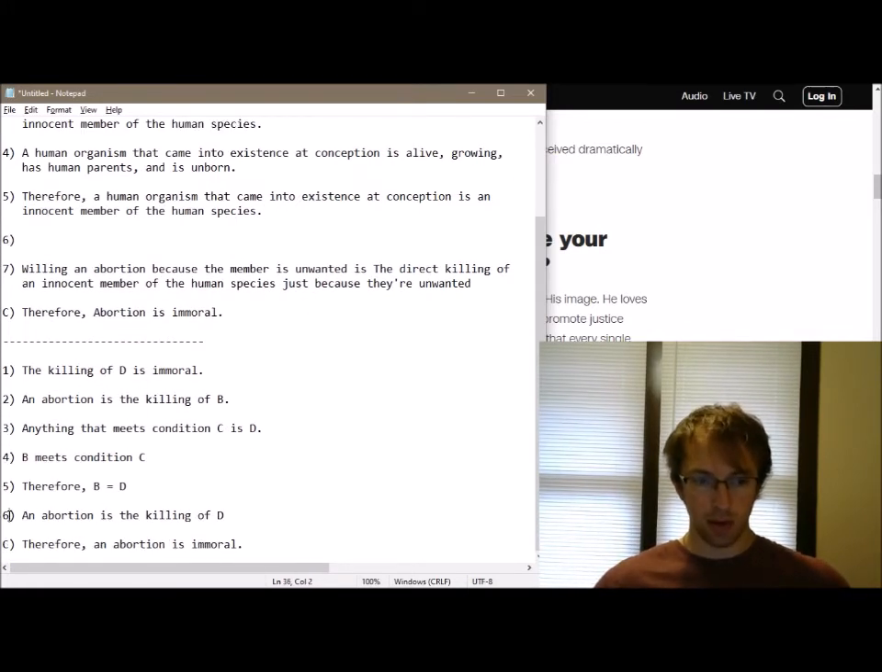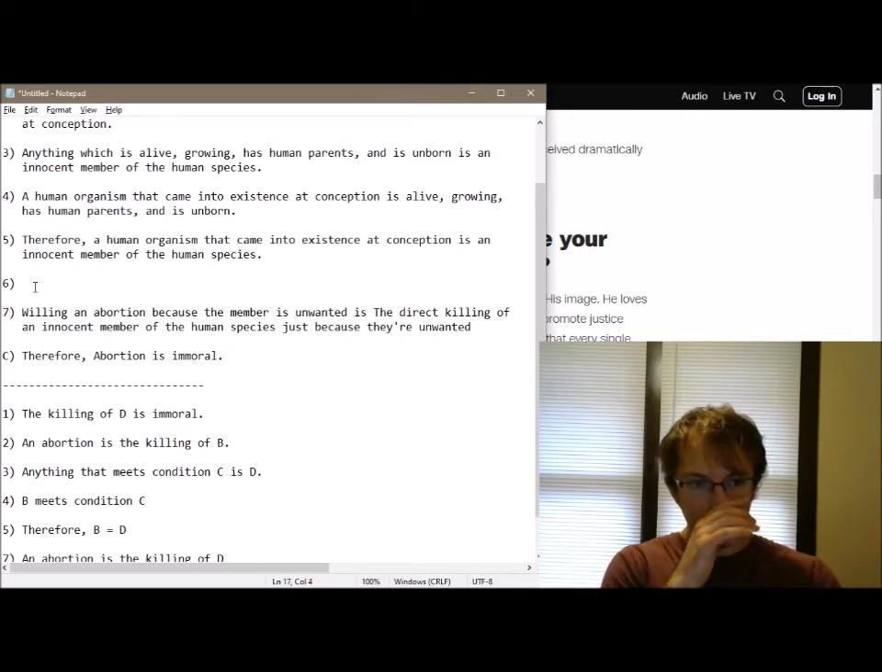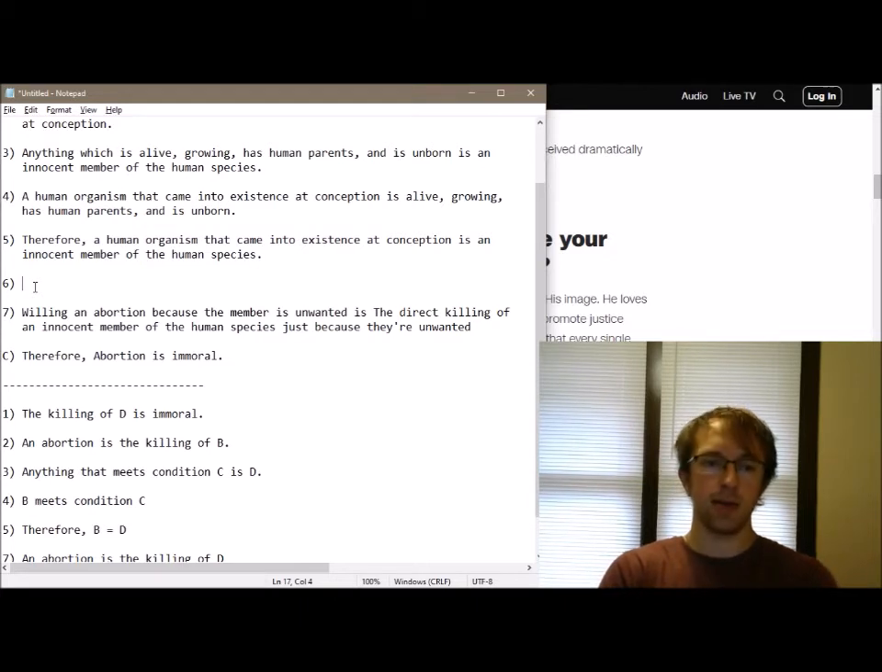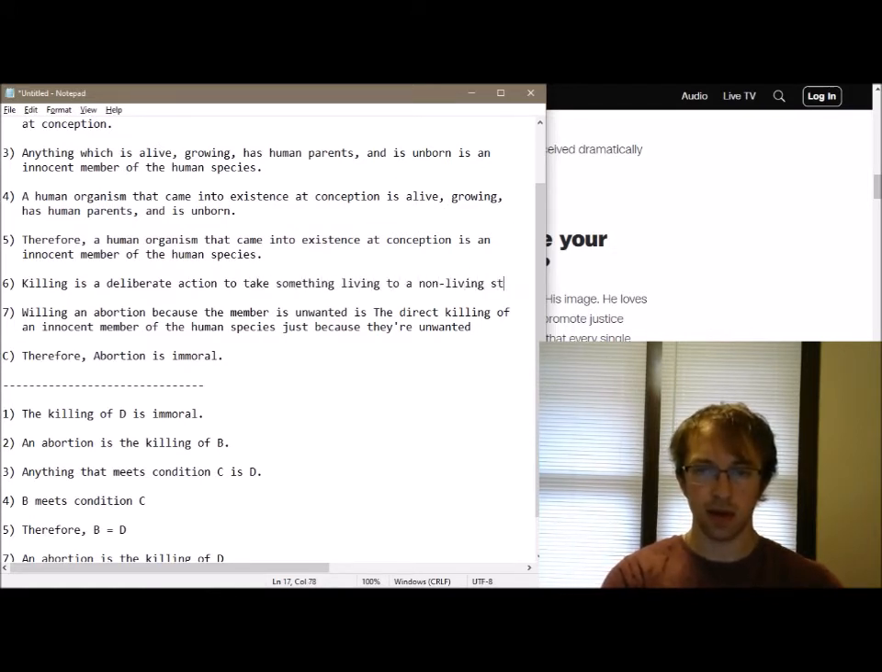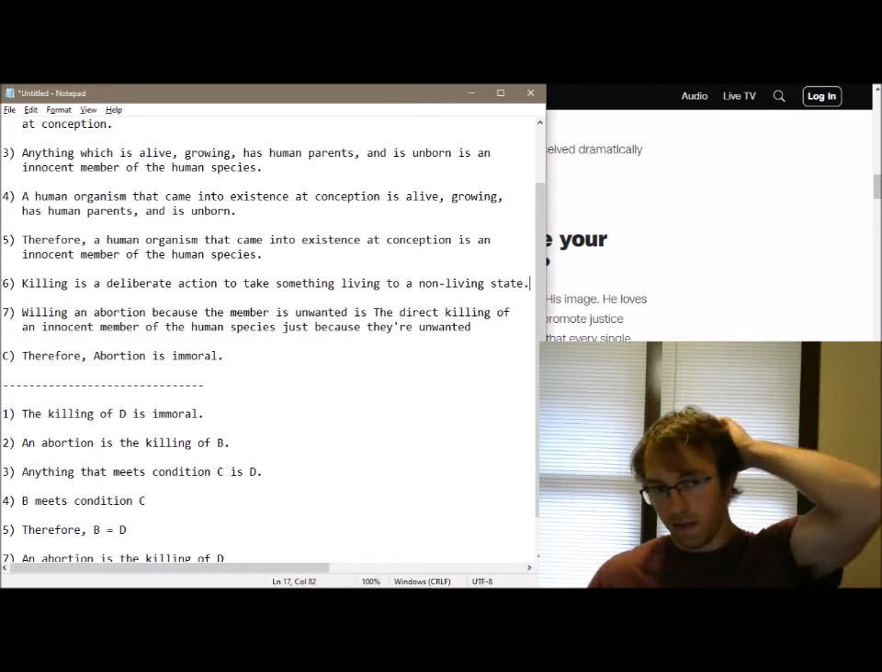So let's rewrite this a bit, add to it. Now we can say something along these lines, okay? Direct killing of innocent member of the human species. I gotta think about it a bit. It's okay to think about these things. We want to define killing. That's the idea. Killing is, and I do give Trent Horn some credit for this, taking of a life. Let's say killing is a deliberate action to take something living to a non-living state. I would say that's a fairly good definition of killing, right?